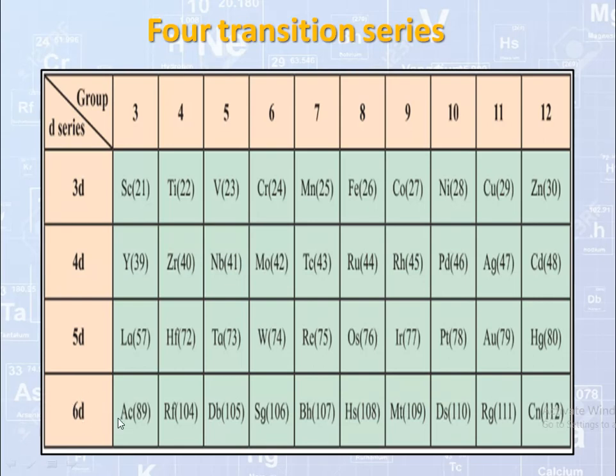It consists of actinium to copernicium. In between actinium and rutherfordium there is the actinoid series which cannot be considered in the 6d series. So these are the four series of transition elements: 3d, 4d, 5d and 6d.